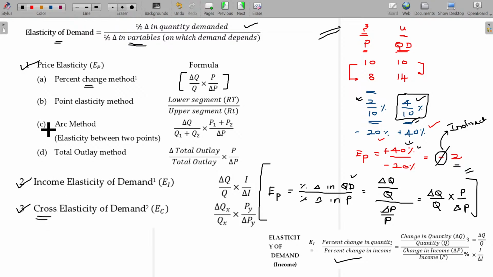Before we go further, in price elasticity we have four dimensions of understanding. We start with the percentage change method. I have given the formula and its derivation and an imaginary number for understanding, these three. And the variance will be discussed now. You just make a copy of this.